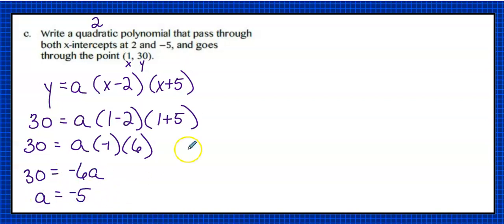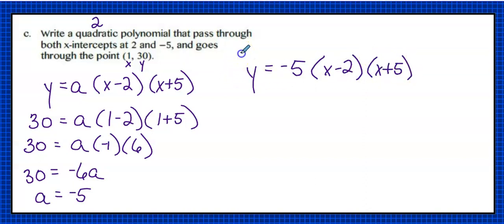So a equals -5. We can just go back and rewrite our original, plugging in a -5 for a. That's it.